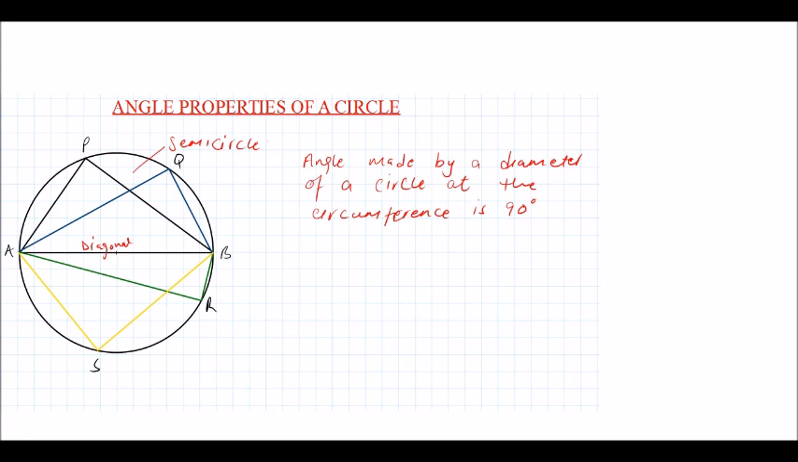From the diameter, the diameter divides the circle into 2 equal parts. We call them semicircles. Are we together? If you draw an angle subtended by a diameter, it is equal to 90 degrees. So that is a property that you need to know.